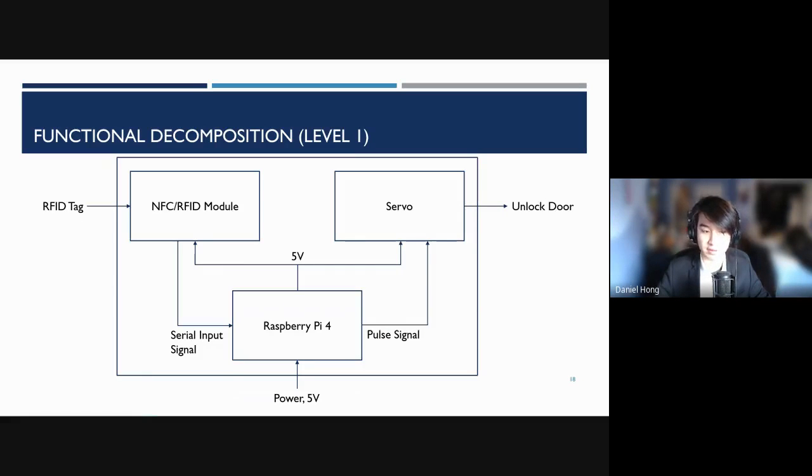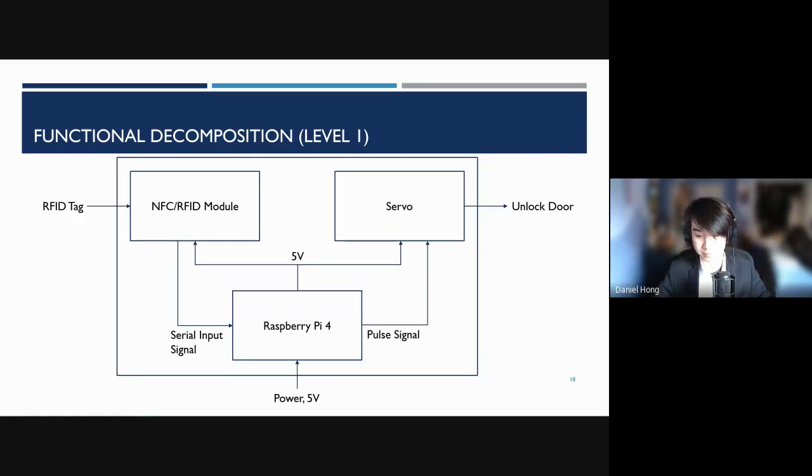It also takes a 5 volt DC power from the Raspberry Pi. On the top right, we have the servo, and it also takes a 5 volt DC power from the Raspberry Pi, and it also takes a voltage signal carrying the varying pulse width in order to determine which position it should sit in, whether that be unlocked or locked.